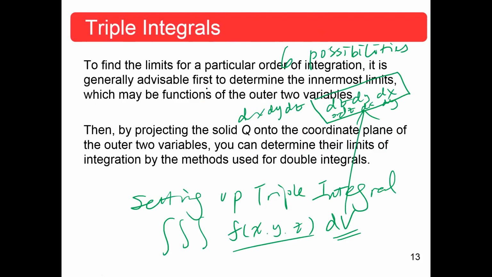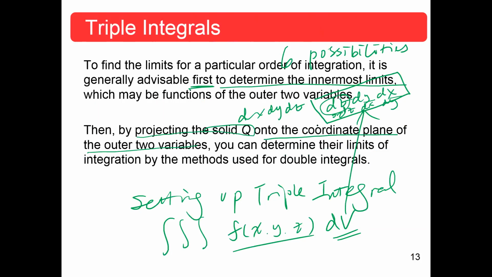But no matter what, we always try to first determine the innermost limits, which is about your z, if it happens to be z simple. And this may be a function of the outer 2 variables, a function of y or x. Then in general, we project the solid Q onto the coordinate plane of the other 2 variables, and you can determine their limits by the method used for double integrals.